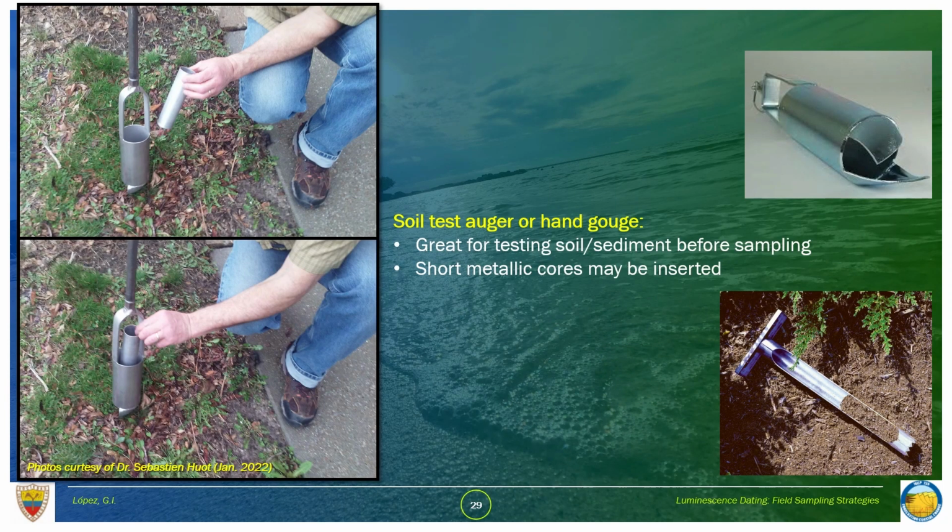Finally, you can also use a soil test auger or a hand gouge in order to get your sample. So this is actually quite nice in order to test for the type of material that you will be sampling and get to know if you have quartz or feldspar in your sample.